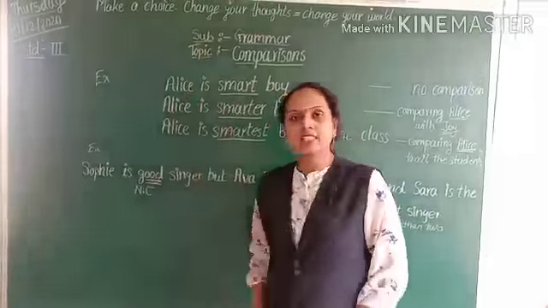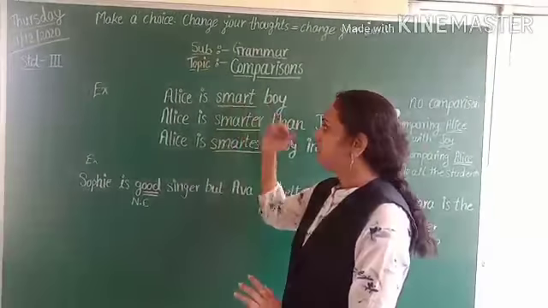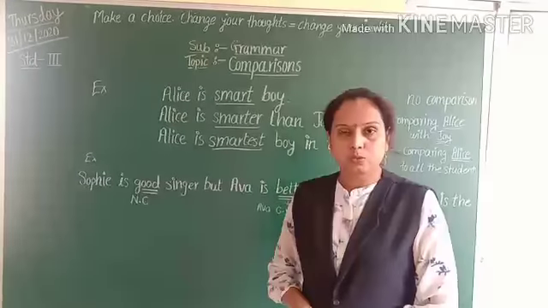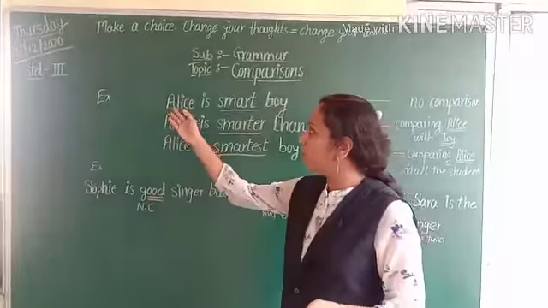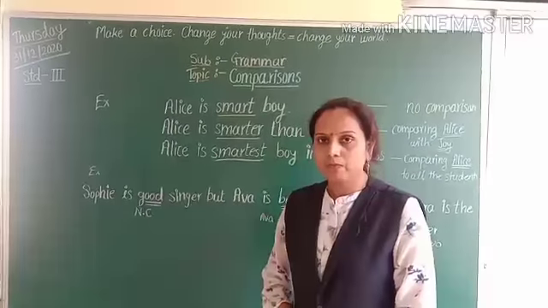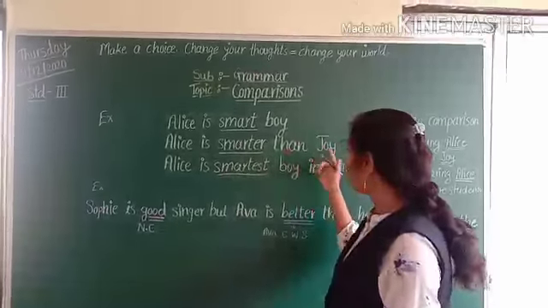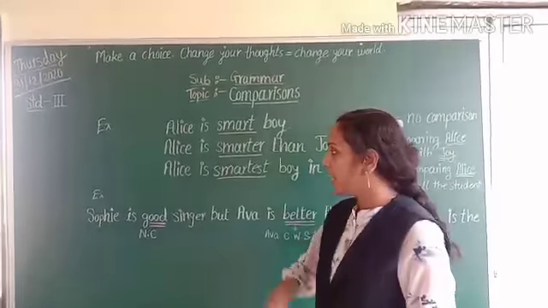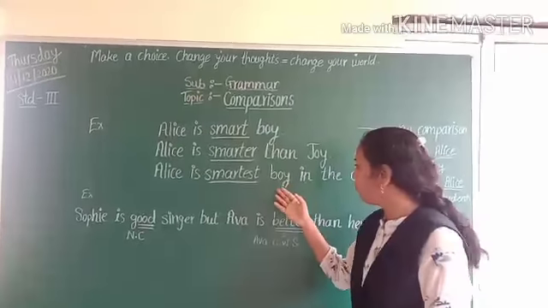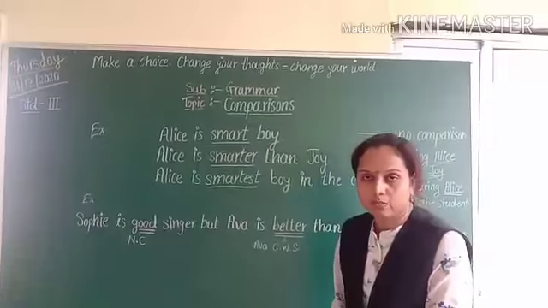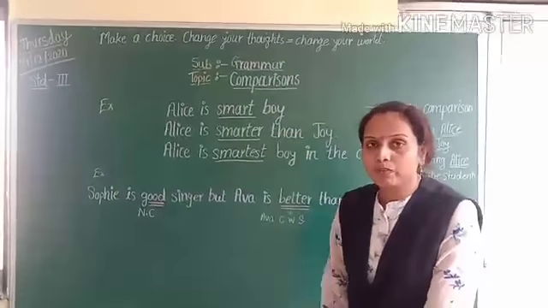Example: Alice is a smart boy. Smart is an adjective, okay, which tells more information about Alice. Understood? See the next: Alice is smarter than Joy. Okay. And next example: Alice is the smartest boy in the class. Okay. When we read these three sentences, what do we observe?